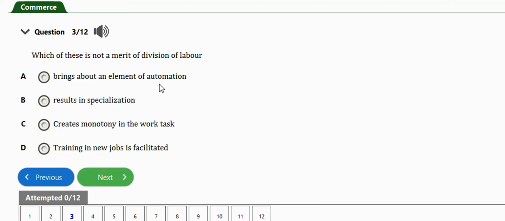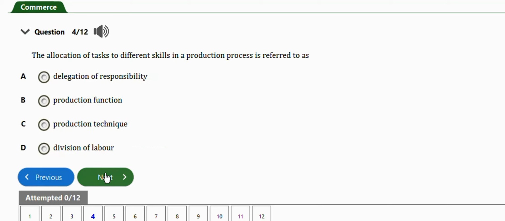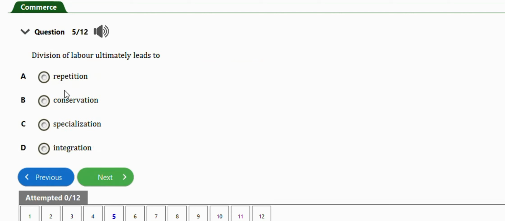We have written about an element of automation results in specialization, creates monotony in the work task, training in new jobs is facilitated. So it says which of these is not a merit of division of labor? The one that is not a merit is that it creates monotony in the work task. Okay, next question. It says the allocation of tasks to different skills in the production process is referred to as division of labor. Option D. Next question. Division of labor ultimately leads to specialization.